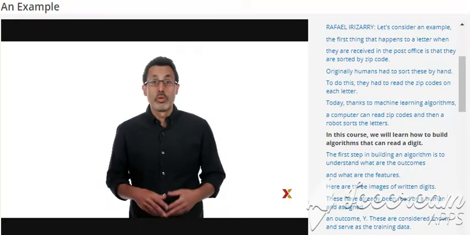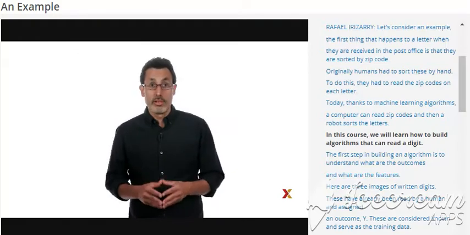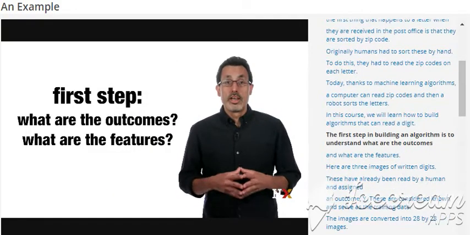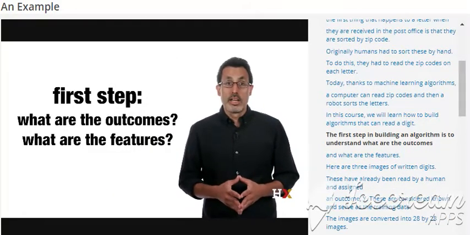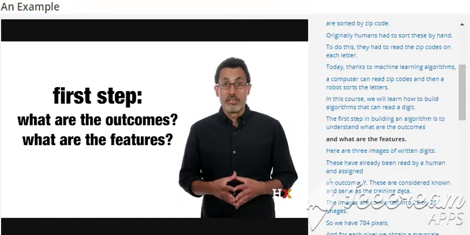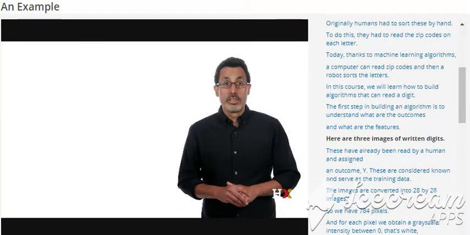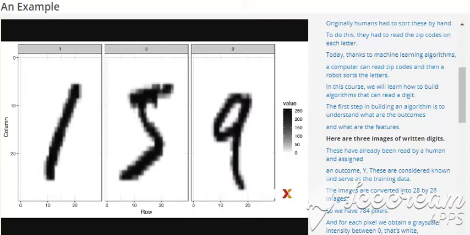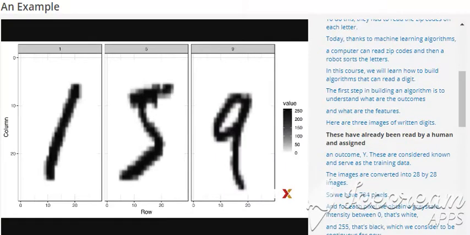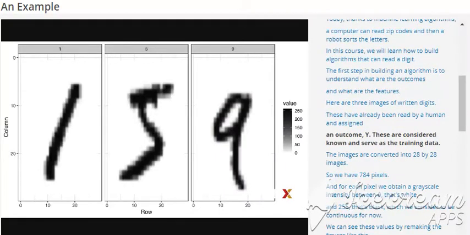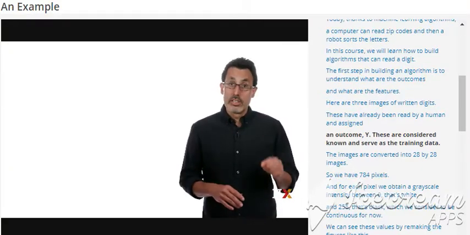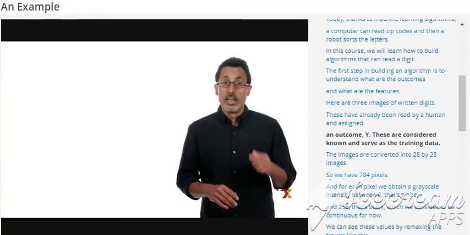In this course, we will learn how to build algorithms that can read a digit. The first step in building an algorithm is to understand what the outcomes are and what the features are. Here are 3 images of written digits. These have already been read by a human and assigned an outcome y. These are considered known and serve as the training data.